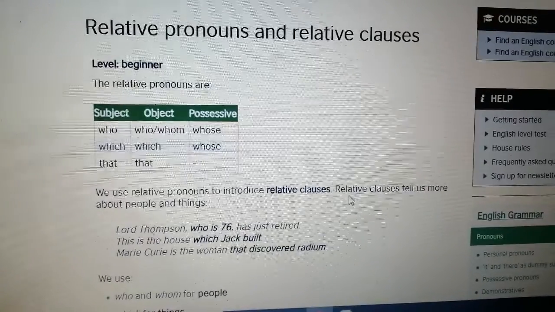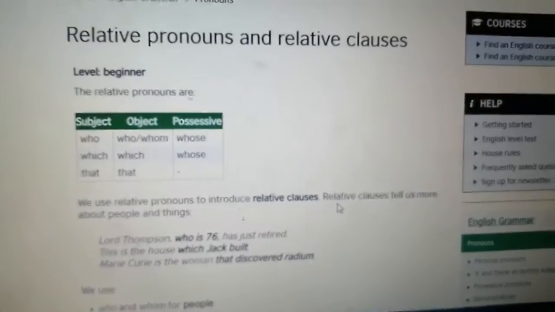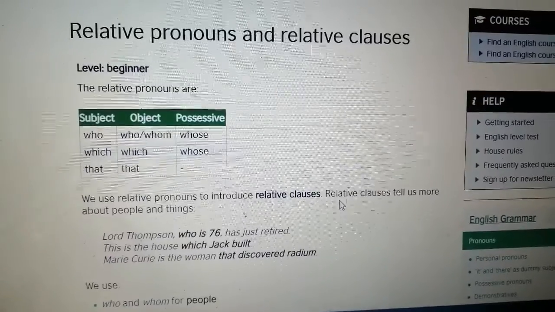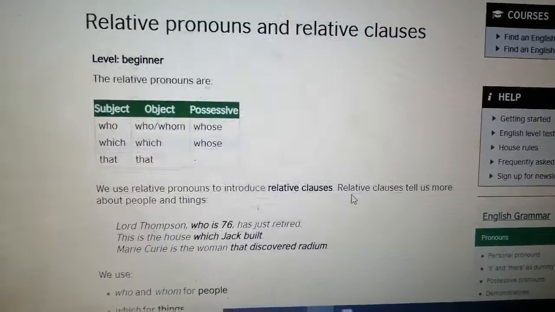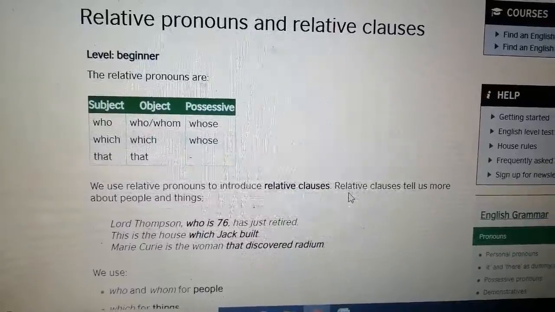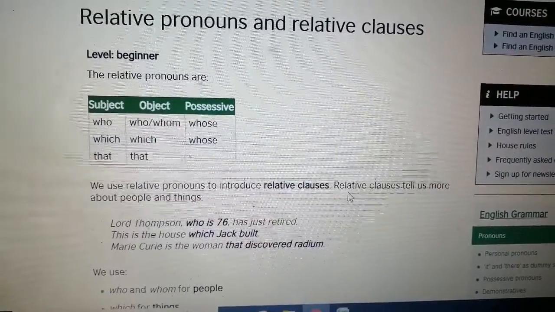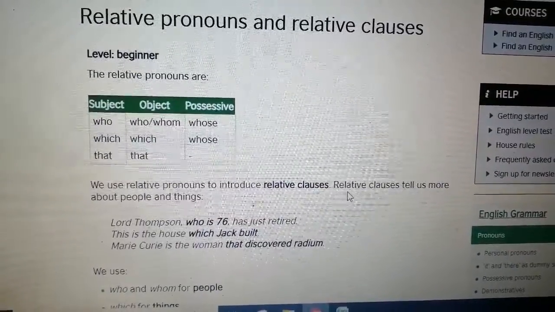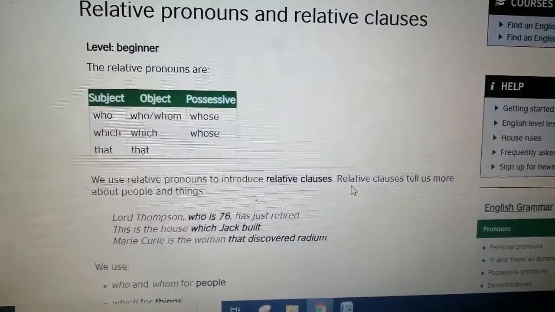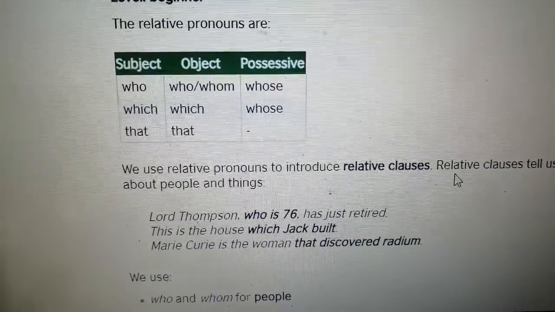Relative pronouns and relative clauses. Relative clauses start with relative pronouns. The relative pronouns are who, which, that, whom, and whose. Here they are repeated because of the usage.